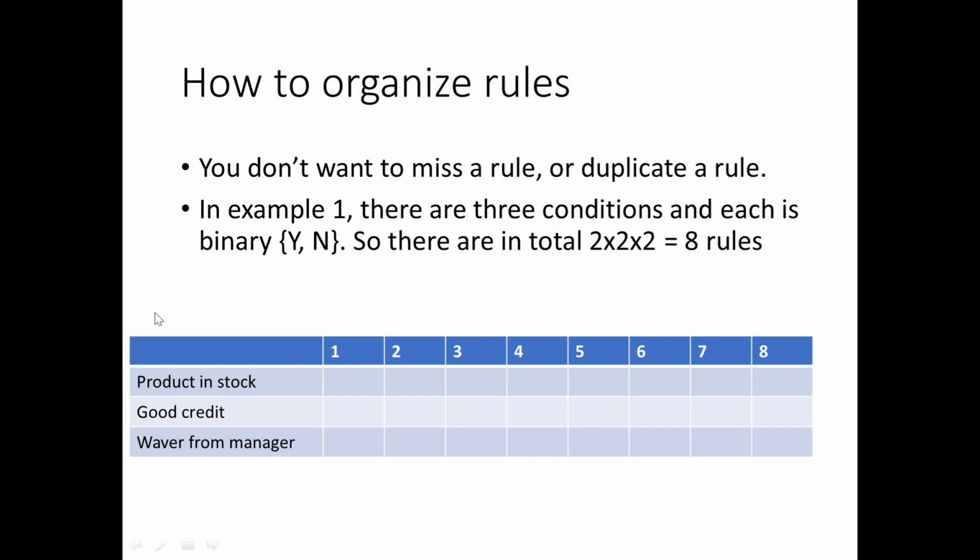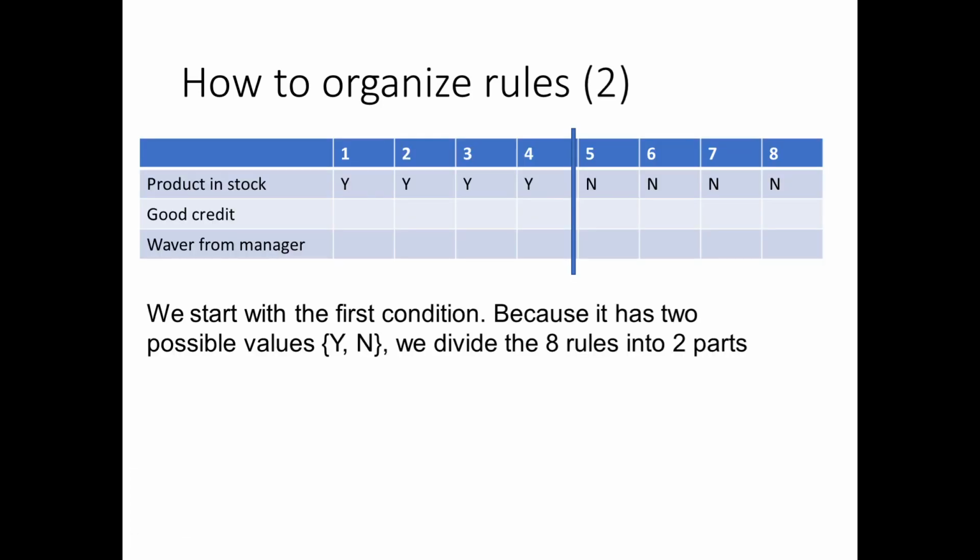So then we come up with this table. This table right now is not finished yet. It only has our conditions, and there are 8 columns, and each column is associated with a rule. Then we start with our first condition. This condition is about whether the product is in stock. As this condition has 2 different values, we divide the 8 columns here into 2 parts. That is, the first 4 columns are in part 1, and the next 4 columns are in part 2. Part 1 is associated with the cases in which the product is in stock. As you can see here, we have yes, meaning the product is in stock. And then in part 2, the product is not in stock.